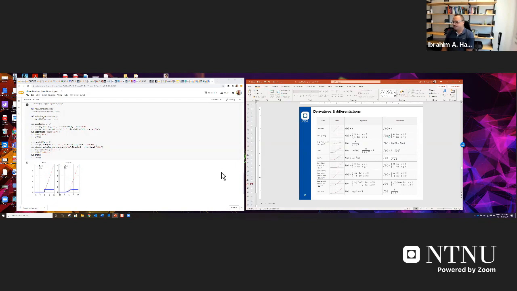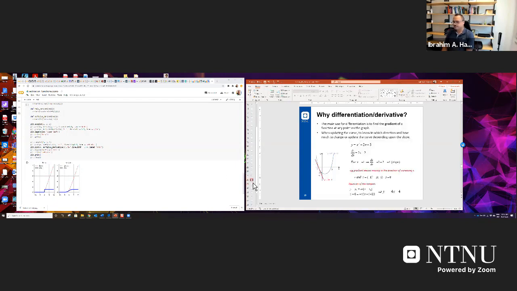So it will be really very useful. Why differentiation? Because we have been talking about differentiation because of gradient descent. Differentiation is important because of the gradient descent. So the main use for differentiation here is to find the gradient of a function at any point on the graph. We need to find the gradient of the function. What function? It's the cost function. So we need to find the gradient of the cost function, because the gradient of the cost function is the one which we use for updating our weights.